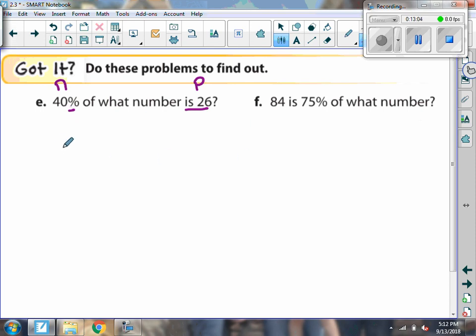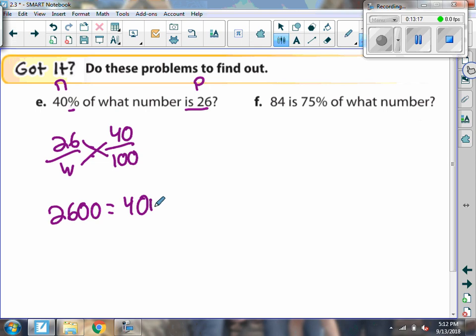Okay, so this will be 26 over W is equal to 40 over 100. So we cross multiply. We have 2600 is equal to 40W. So we'll divide both sides by 40. And when you divide that out, these both end with zeros, so I can get rid of a zero each. So that's then 260 divided by 4. So when you divide that, you get W is equal to 65.